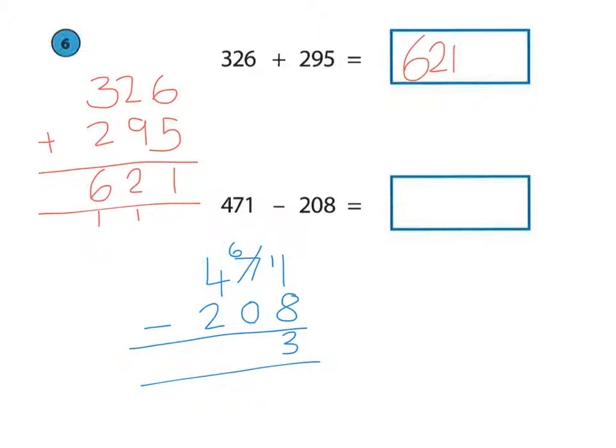Looking at the tens column, we've got 6 take away 0, which leaves us with 6. And in the hundreds column, 4 take away 2, which gives us 2. So the answer is 263.